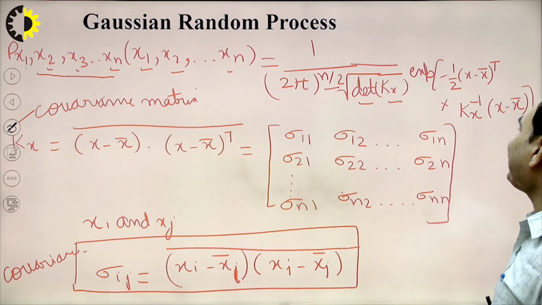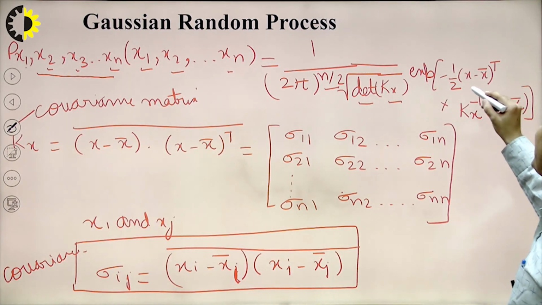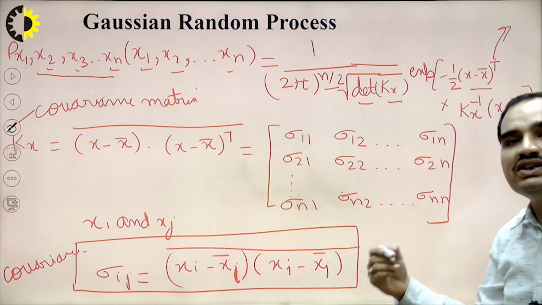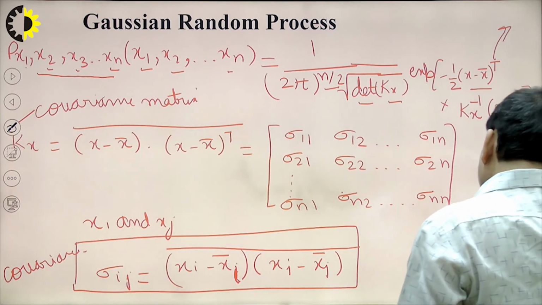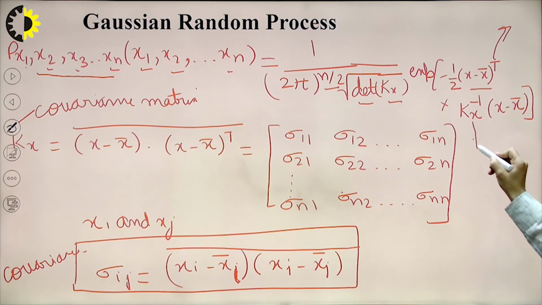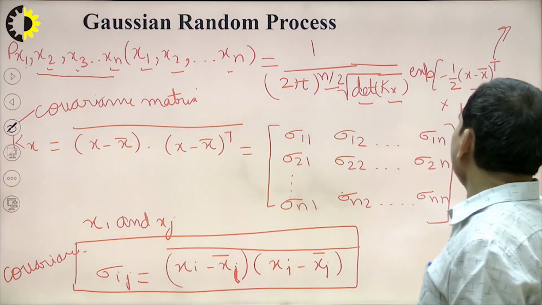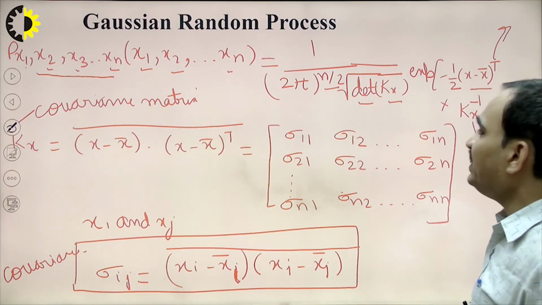1 by (2 pi) raised to the power n by 2, times the square root of the determinant of the covariance matrix Kx, and the exponential of minus 1 by 2 times (x minus x bar) transpose, then the inverse covariance matrix, then (x minus x bar). So first we have to find the matrix, then the transpose of the matrix. We take the difference with the mean and find the inverse of this matrix, and then we will get the covariance matrix.